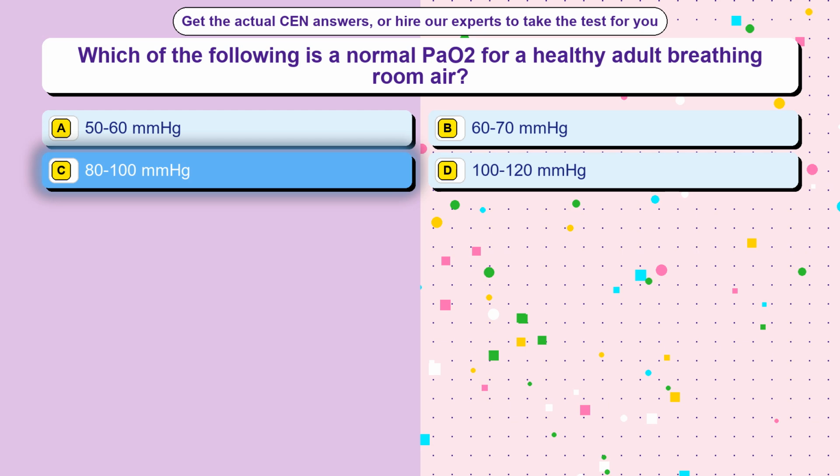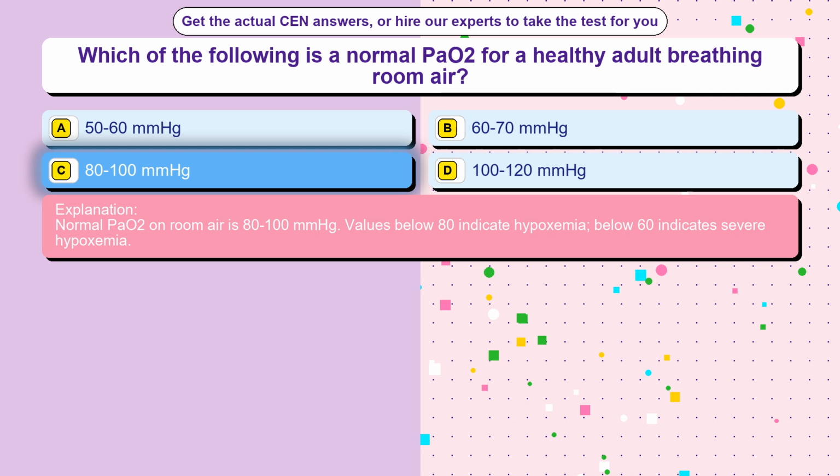The correct answer is option C, 80 to 100 mmHg. Normal PaO2 on room air is 80 to 100 mmHg. Values below 80 indicate hypoxemia, below 60 indicates severe hypoxemia.